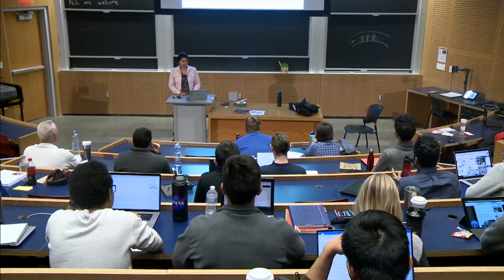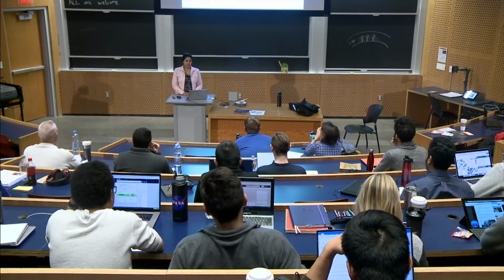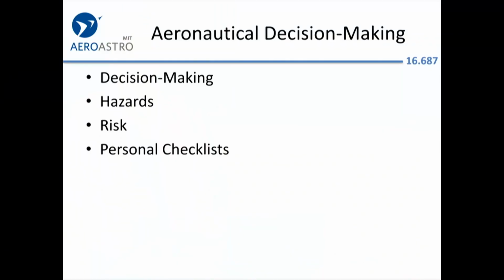So aeronautical decision making. How you make decisions when you're in the cockpit can really affect how you successfully exit a very negative situation. Whether it's what we were just talking about with regard to spatial disorientation or carbon monoxide poisoning, versus an engine failure or a specific issue or a weather issue, the way that you go about making a decision can significantly impact the outcome. So we're going to talk about decision making, hazards, how we go about evaluating risks, and having personal checklists.